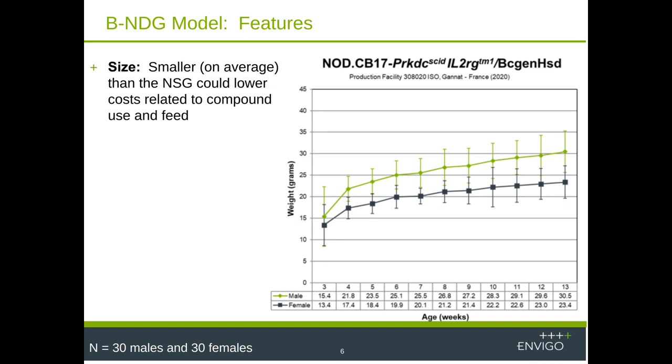So carrying on with some of the features of the B-NDG model, we have looked at its growth utilizing both males and females. And this was a study that was carried out in-house in one of our production facilities in France. So 30 males and 30 females were utilized for this study, and their weights were measured over a time period of 10 weeks. And as you can see here, at 6 weeks, the average weight of one of these B-NDG females is about 19.9 grams, which is slightly smaller than what's been seen in the NSGs, where the average weight at this age is about 21.1 grams. So not a big difference, but something that could possibly reduce the cost of compounds in long efficacy studies where the mice are dosed daily based on their body weight.